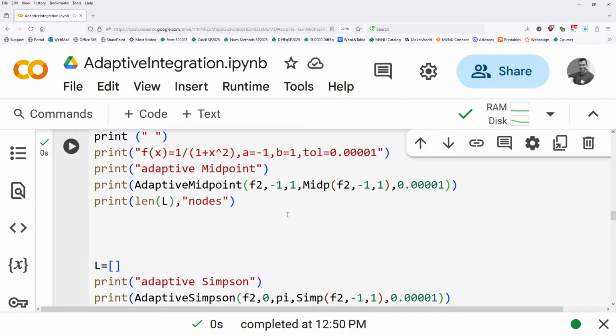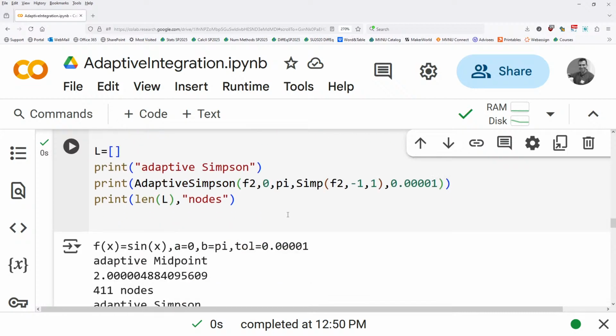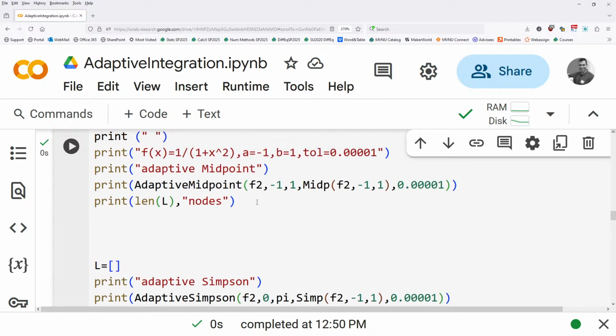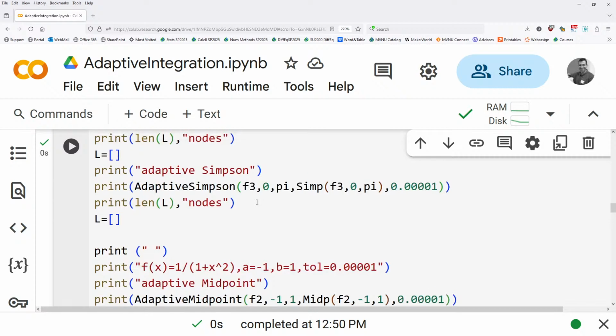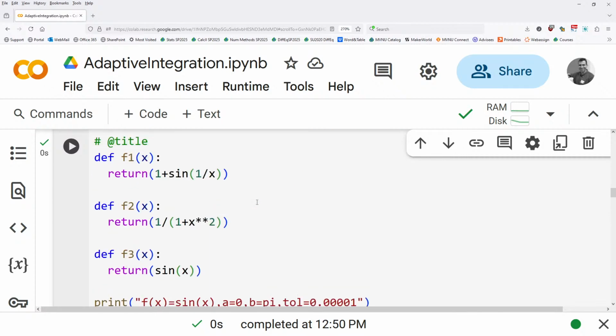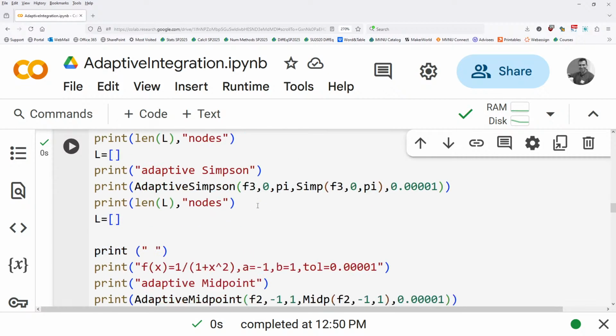F2. Oh, that's the sine curve. What's F2? Just a minute. F2, no, F2 is the 1 over 1 plus x squared. Yeah, that's the one I want. It's 1 over 1 plus x squared between -1 and +1.